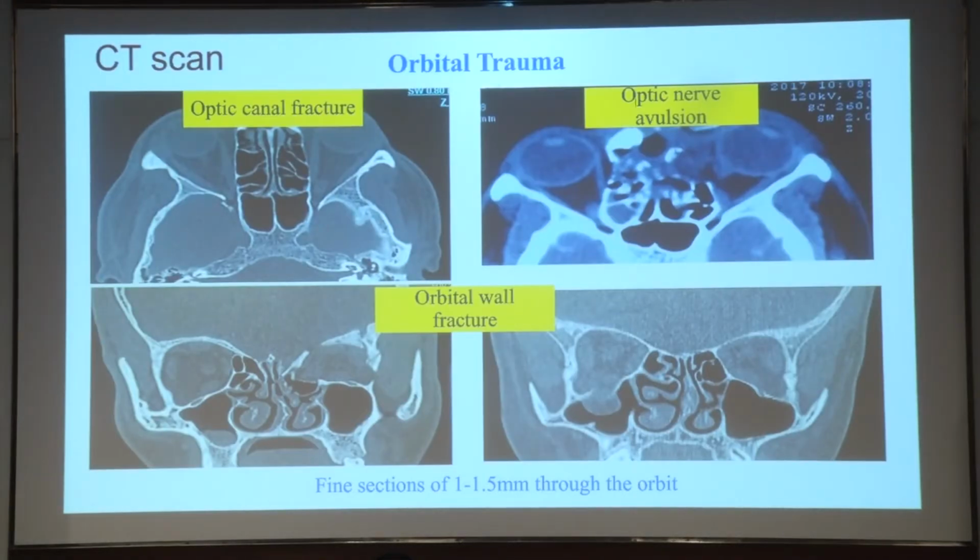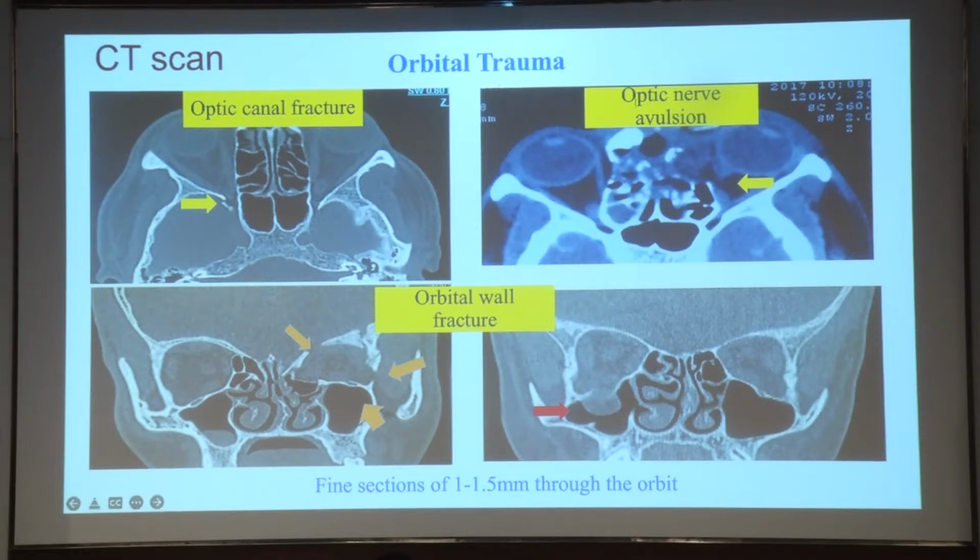So look at these pictures. A case of trauma comes to you, orbital trauma, head trauma. So the investigation of choice is a non-contrast CT of the head and orbits. You can very well see these fractures involving the optic canal, and that can explain your traumatic optic neuropathy. Then multiple orbital wall fractures.